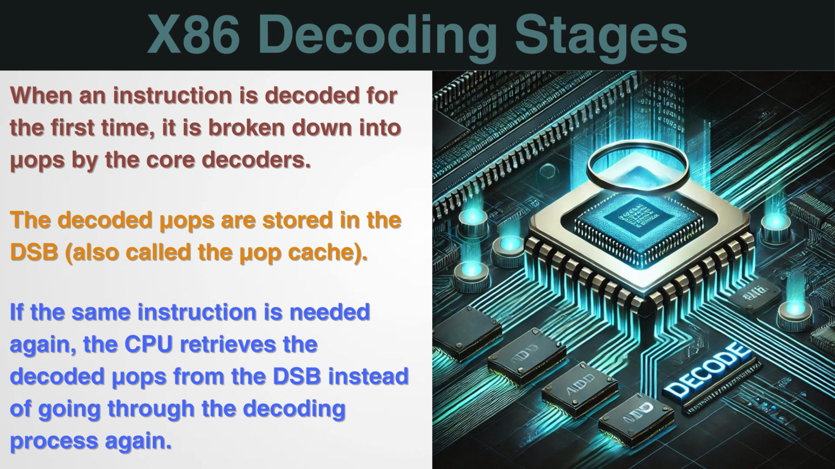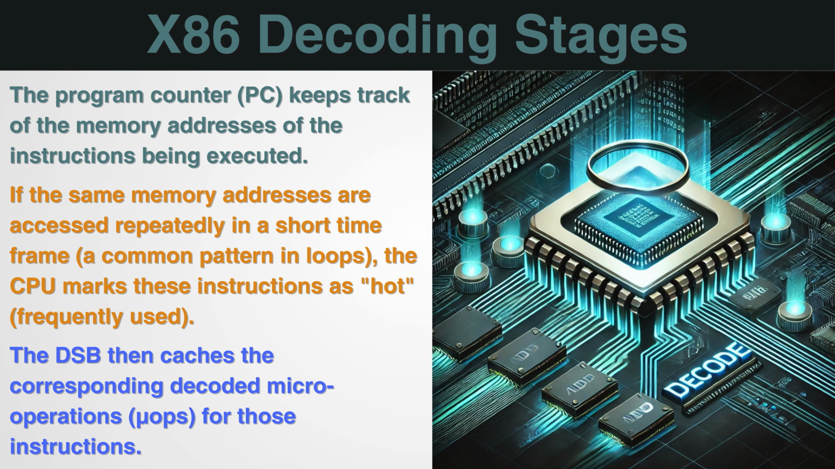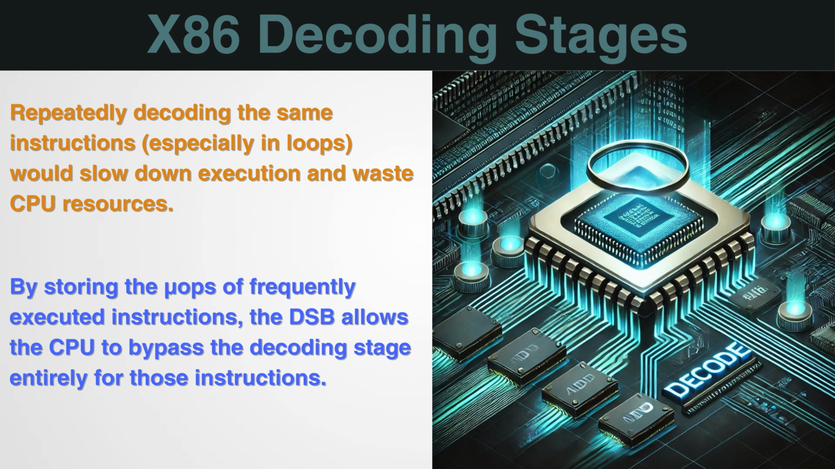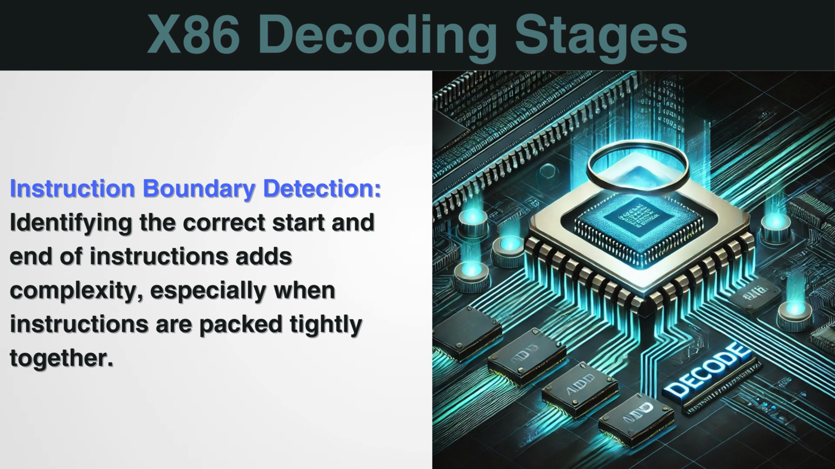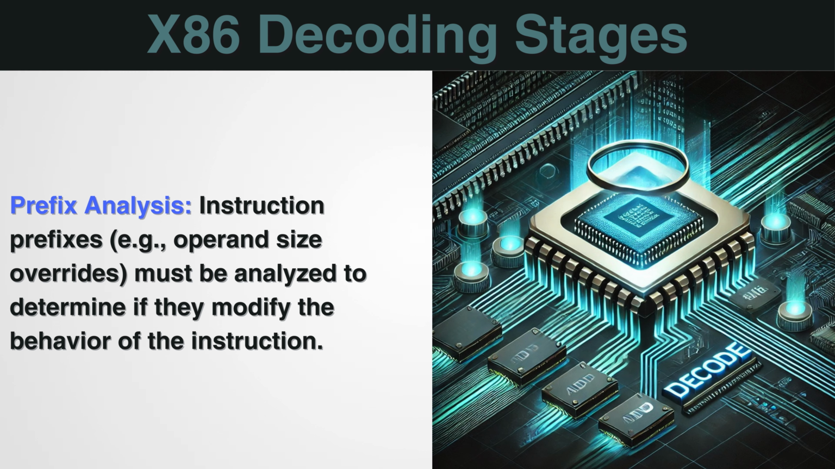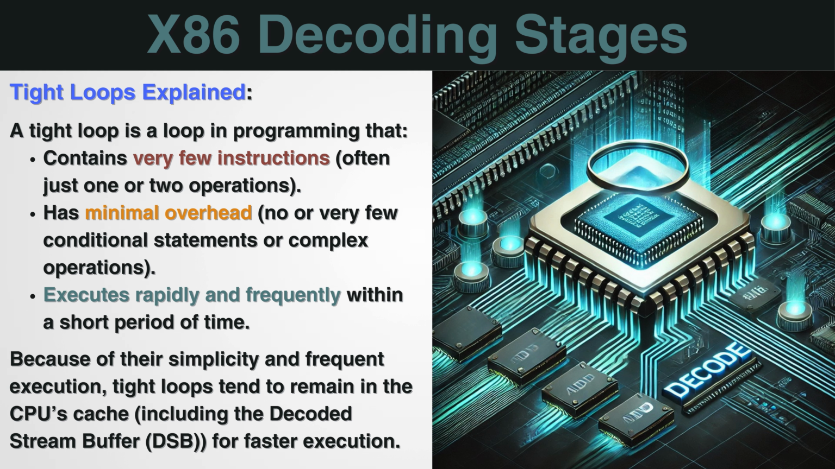need it. The DSB works by the instruction decode stage decoding the x86 instructions into micro-ops. These micro-ops are stored in the decoded stream buffer if the instruction is part of a loop or frequently reused code, and the CPU retrieves the micro-ops directly from the DSB instead of rerunning the decode logic. It improves performance as decoding x86 instructions is resource intensive due to variable length instructions, complex instructions requiring multiple micro-ops, and prefix analysis and boundary detection overhead. By serving micro-ops directly from the DSB, the CPU reduces the workload on the decoders, minimizes stalls, and accelerates instruction throughput, particularly in tight loops.